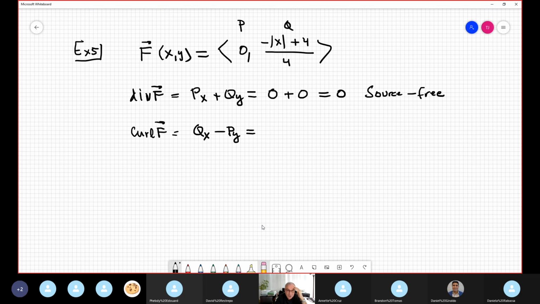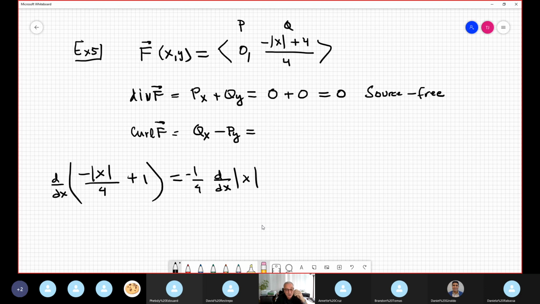Now, look, this expression is minus absolute value of x over 4, plus 1, because 4 over 4 is 1. So you differentiate that. It's obvious that the derivative of 1 is 0, and 1 over 4 is a constant, so I put it outside, with the minus. I focus on the derivative of the absolute value. Okay, this is a little bit weird.